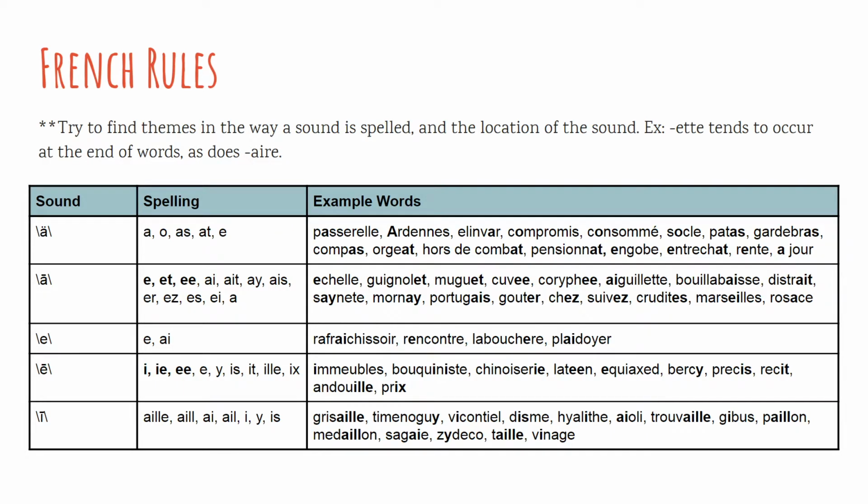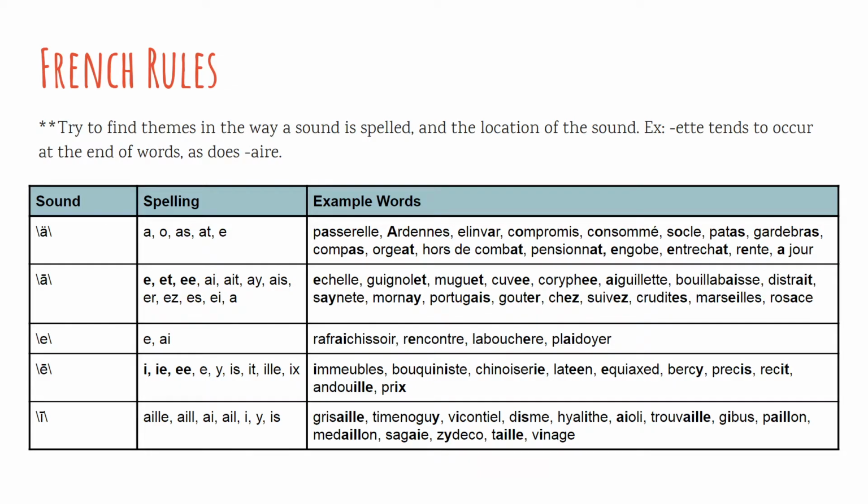So the first sound we have today is the ah sound. The ah sound can be spelled A, O, A, S, A, T, or E, as in passerelle, Ardennes, or orgeat, or compas. So it can be spelled A, O, A, S, A, T, or E.